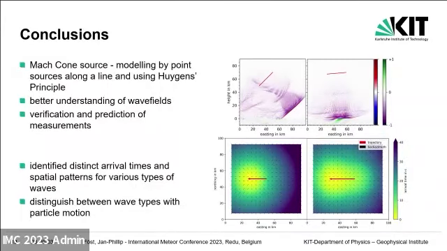So my conclusions: modeling the Mach Cone as a point source or point sources on a line by using Huygens' principle works very well for our purpose to better understand the wave field for different velocities, entry angles, heights, and so on. And with that, we can verify and predict our measurements from the seismic stations. We identified distinct arrival times and spatial patterns for various wave types, which are mostly ignored in the currently used seismic location methods for meteors. And we are able to distinguish between them by using the particle motion.